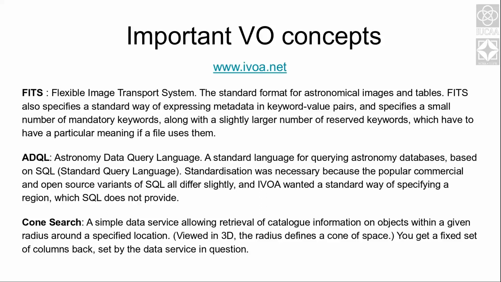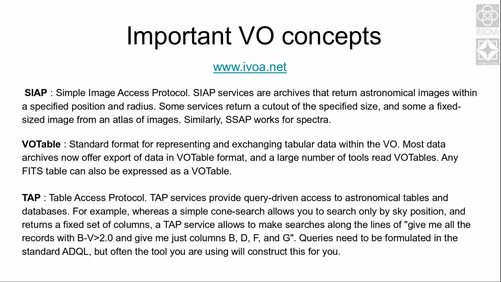Cone search is what is enabled by the availability of ADQL. It's a simple data service that allows you to ask a query like, show me all objects in the catalog which are within a given radius of this specified location in the sky. This, of course, is called a cone search because in 3-dimensional space, the radius will define a cone for you. And you get a fixed set of columns back, set by the data service in question. So you get all the objects that lie within a certain radius of a specified location.